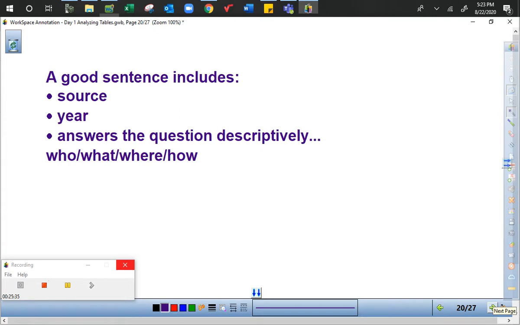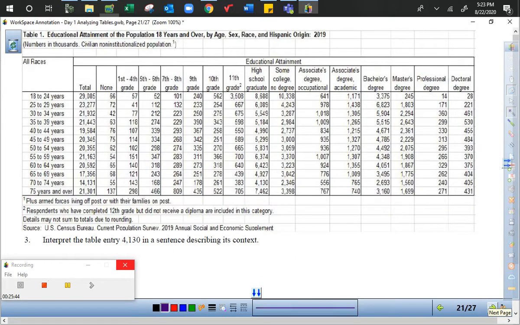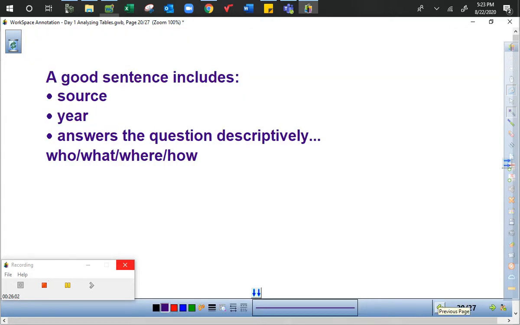Your first question actually says interpret a number in a sentence. Let me flash to that real quick. It says interpret the table entry 4,130 in a sentence. But I have some specific requirements here when we're talking about sentences. I want them to be specific. We've got all these details here. We want to make sure we're including the relevant ones. So backing it up, we're always going to start off our sentence with a source, if there is one. We're going to say, according to this source. That tells us our data is reliable and we're not just looking at data that's useless.